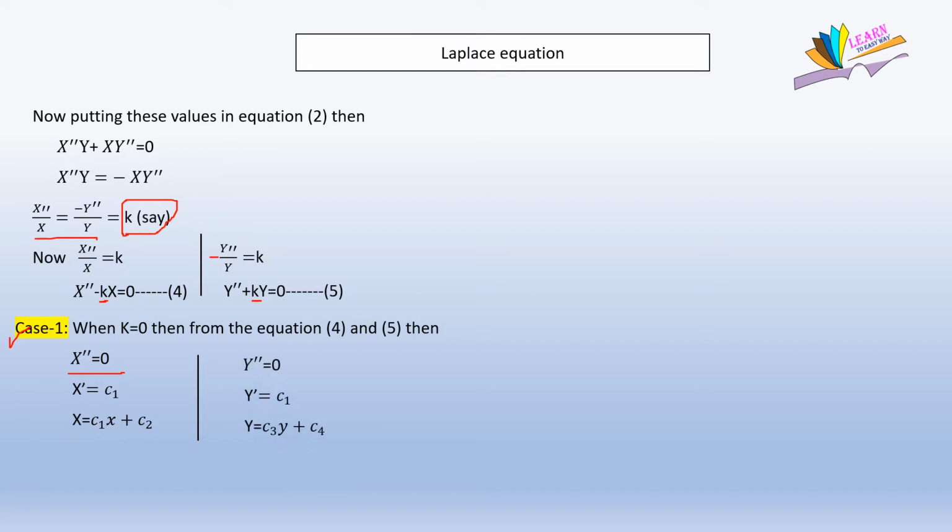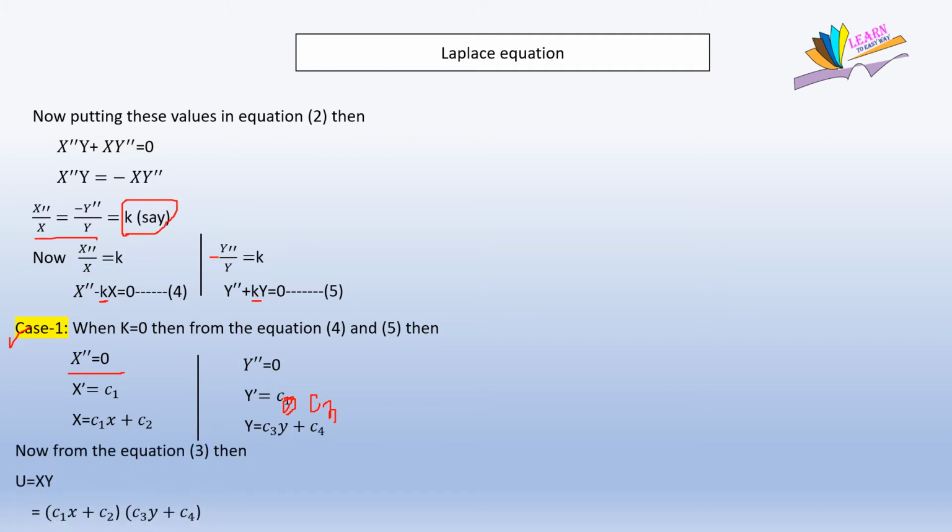Again Y'' is equal to 0. First integrate, Y' is equal to c3. Second integrate, Y is equal to c3y plus c4. Here it will not be c1, here it will be c3, a constant term, since c1 and c2 are already used.